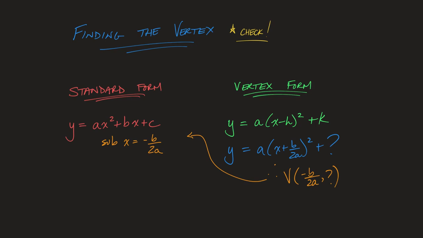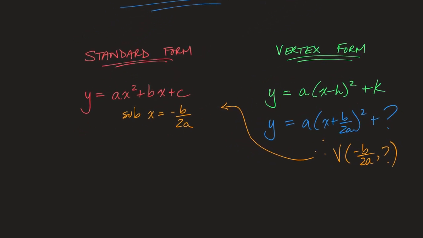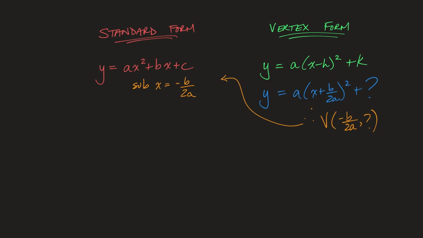That told me that the x-coordinate of my vertex was -b/2a. Now you can see my orange arrow. What I'm going to do is go back and sub in -b/2a into my standard form. Okay, no problem if you are asking yourself, why are you doing this? Don't worry, but I want you to see what the outcome is.